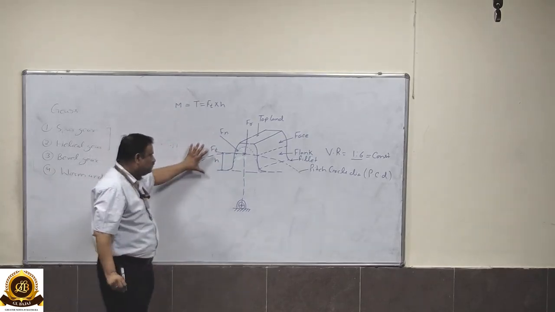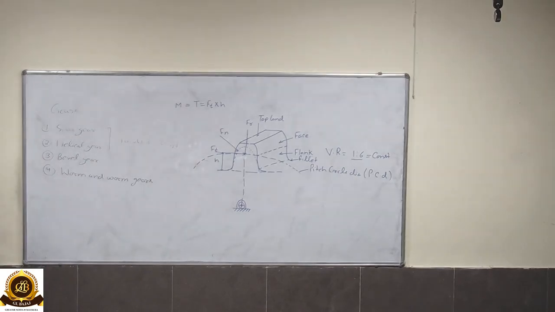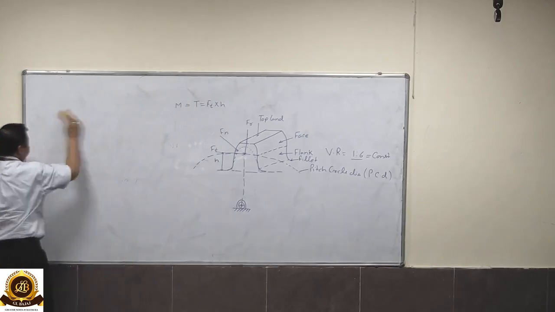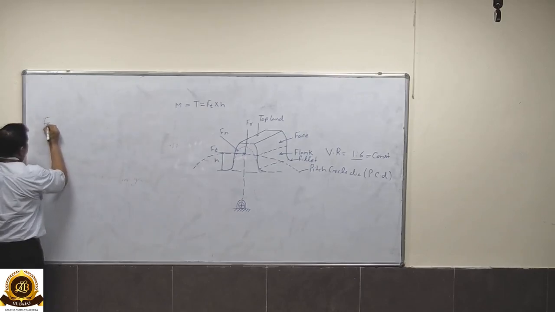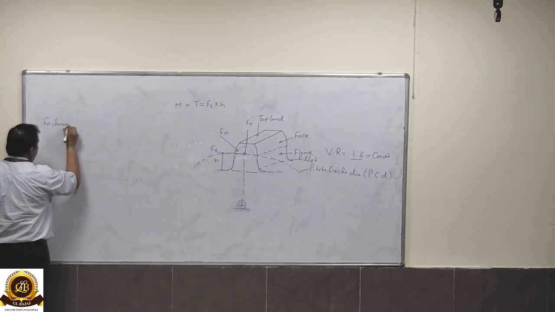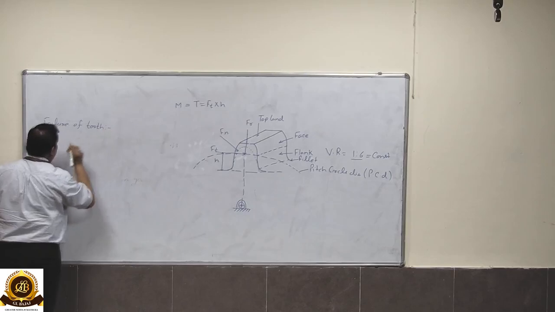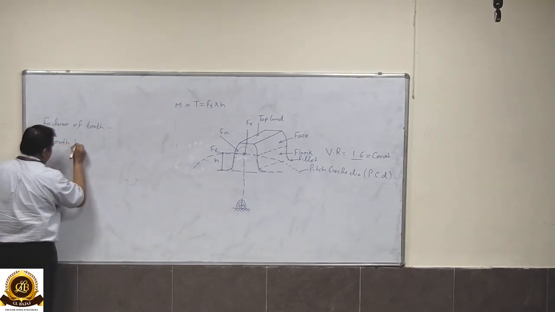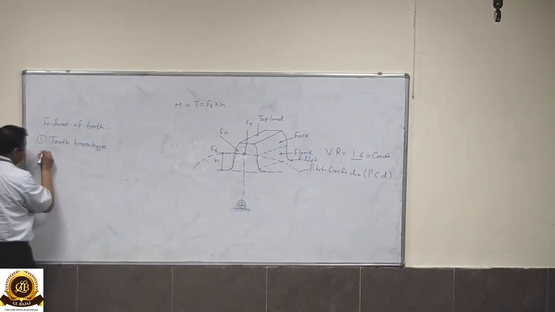Now what is the purpose? If we are talking about the failure of the gear tooth, gear fails under two main categories. One is the tooth breakage, and the second is surface failure.